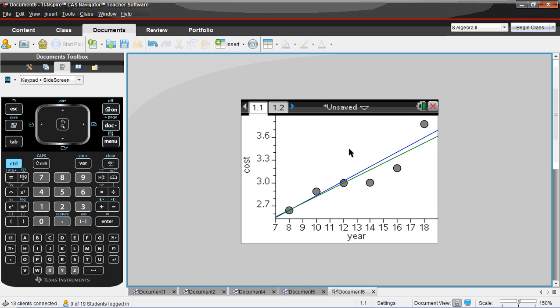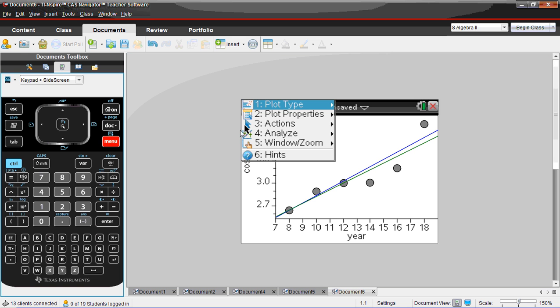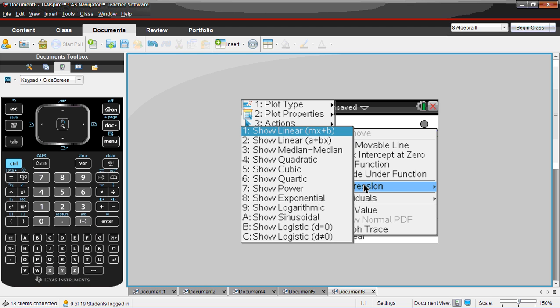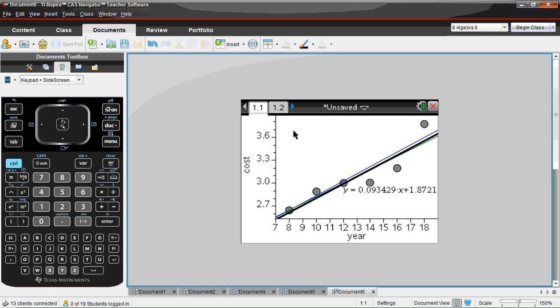Now, here comes the third line that you're going to do tomorrow, the regression line. This one's probably the easiest of the 3. Well, the movable line's pretty easy, but all you have to do is click Menu, Analyze. Do you see anything that you could get a regression line? Yeah, regression. And then, what regression line do I want? Yeah, I could do a plus bx, but we haven't talked about that at all. That's statistics stuff. We want the one we are familiar with, the slope and the y-intercept. So we're going to click mx plus b, and there it is.